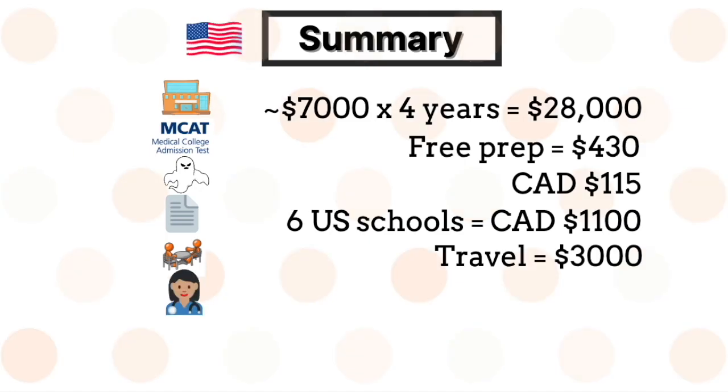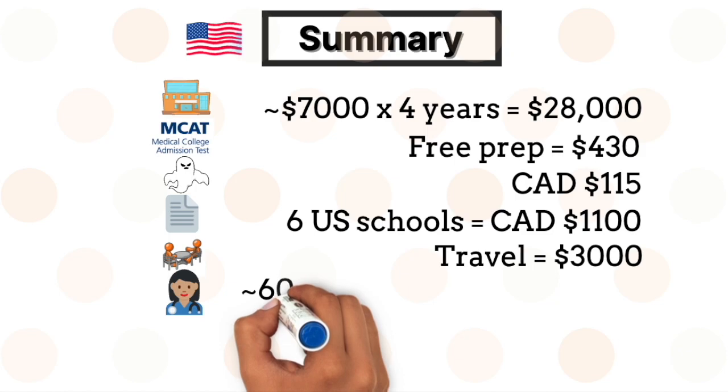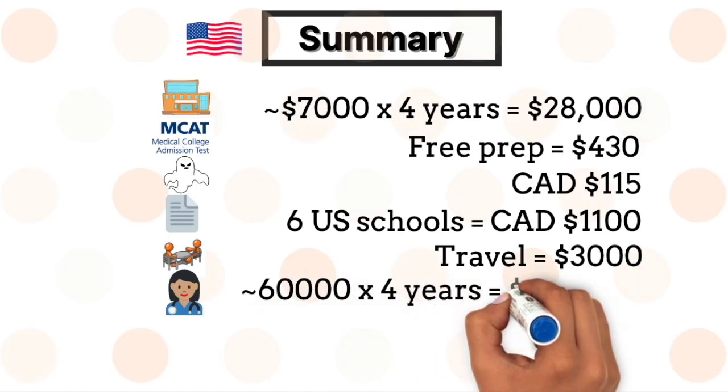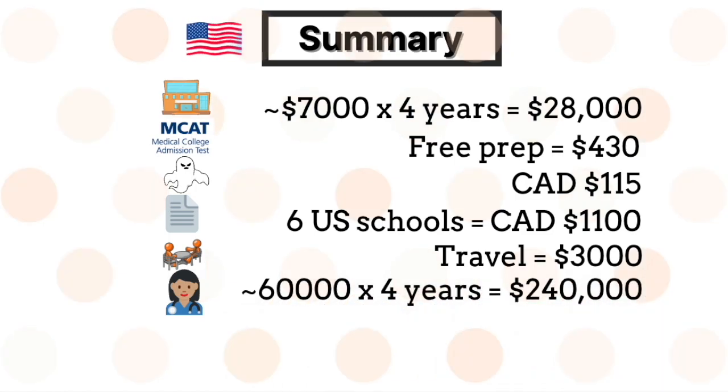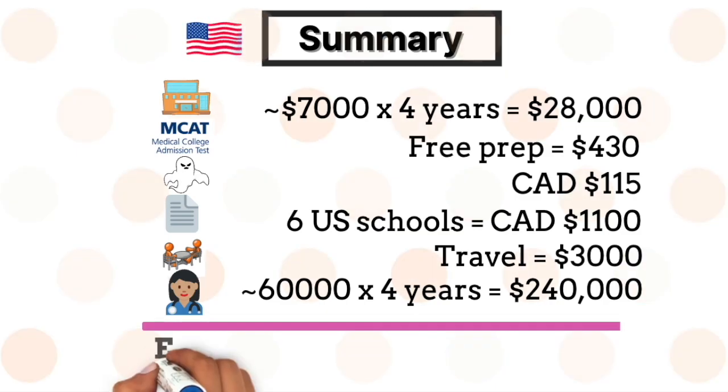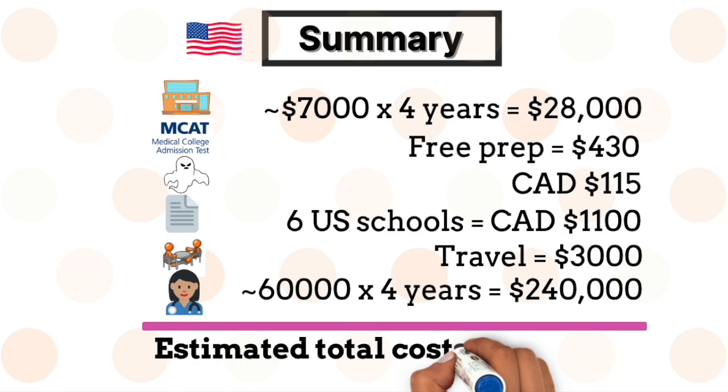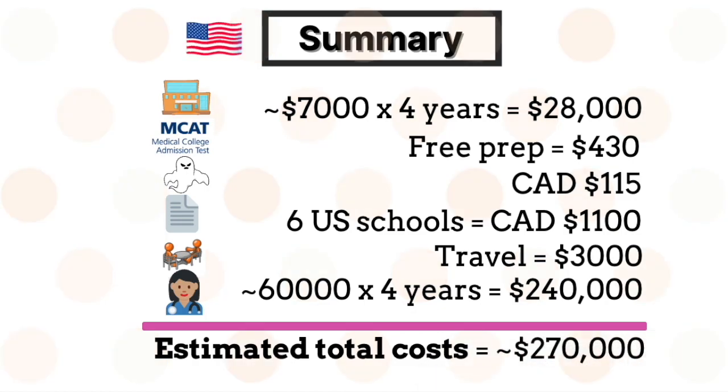And then finally, your biggest costs will be the med school itself. If you look at the school with one of the cheaper tuitions, you may be looking at around 60,000 Canadian dollars per year, with a total of 240,000 for 4 years. In this case, with all of these assumptions, your total estimate is around 270,000 Canadian dollars. And I would remind you, this does not include any of your general living expenses at all.